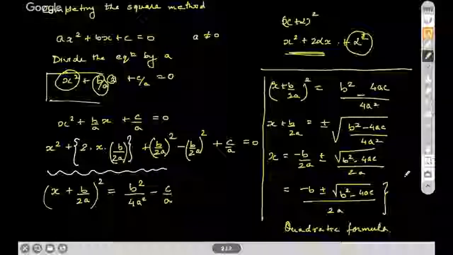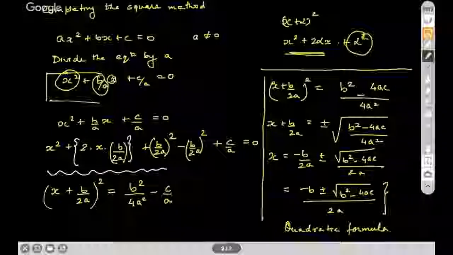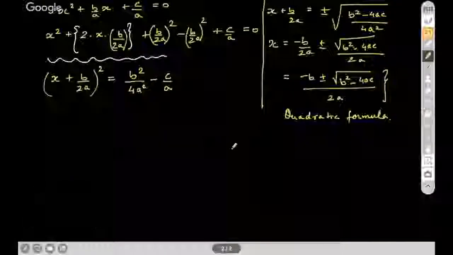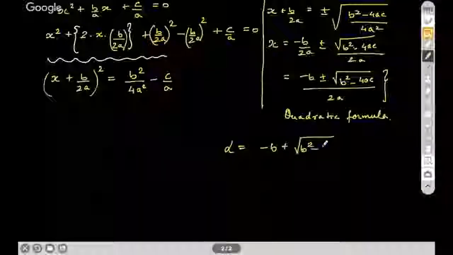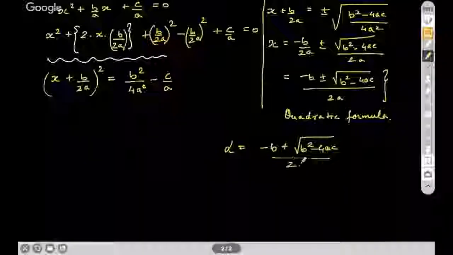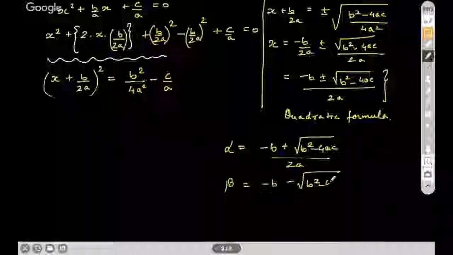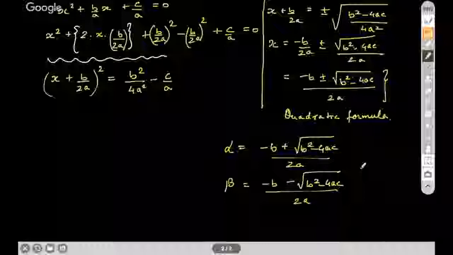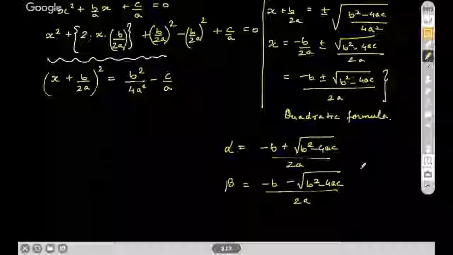Yeah, so minus b plus minus, thanks Ruchir for correcting, minus b plus minus under root b square minus 4ac by twice of a. That is what is the quadratic formula. So if you see, there are plus and minus, two roots possible. One is called, let's say, alpha. So alpha is minus b plus under root b square minus 4ac upon twice of a, and beta is minus b minus under root b square minus 4ac upon twice of a. These are the two roots.